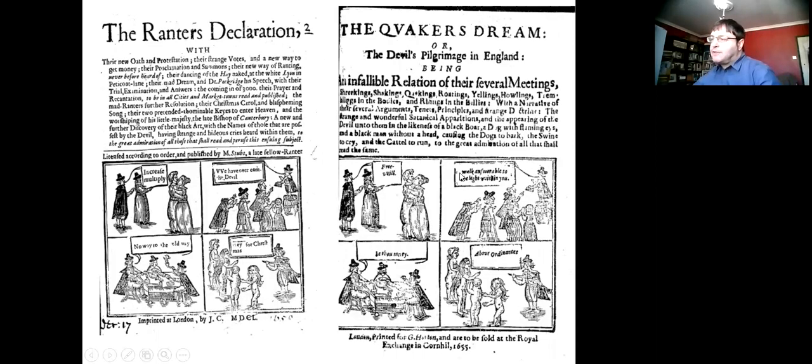Or to take the final example I want to give you, the Quakers. Many contemporaries originally saw the Quakers as nothing but the Ranters, with an element of hypocrisy. And indeed, some of the original anti-Quaker attacks merely recycled anti-Ranter attacks. So you see on the left, The Ranters' Declaration, here on the right, The Quaker's Dream. You can see that the woodcuts are the same, but that the captions have been replaced. They've merely transferred one line of attack on one group onto one line of attack on another.